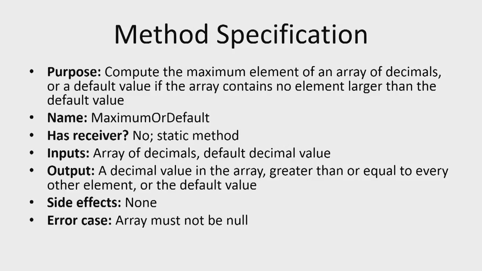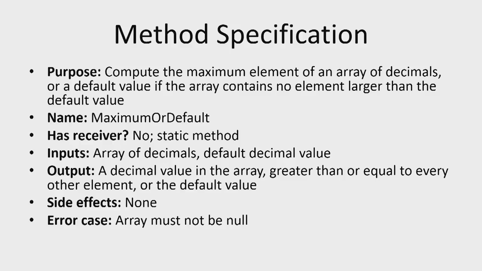So the method that I want to use to explore this idea about method parameters is a slight variation on the maximum method that we've been working on so far. The method that takes an array of decimals and gives you back the maximum element in it. I want to make a slight tweak to that. I want to make a new method. I'm going to call it maximum or default. And this thing is going to compute the maximum element of an array of decimals or a default value.